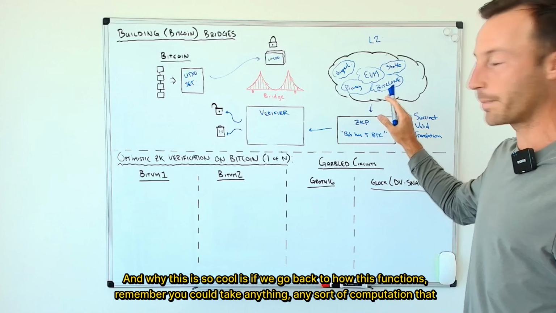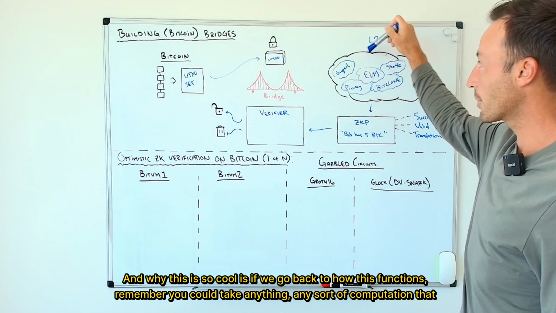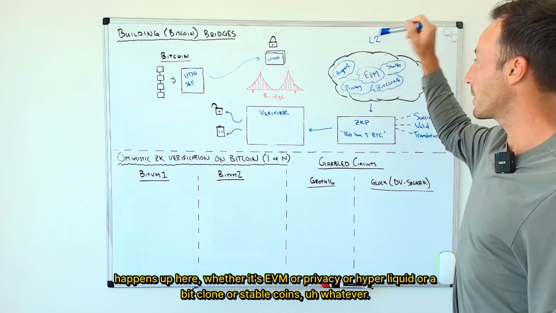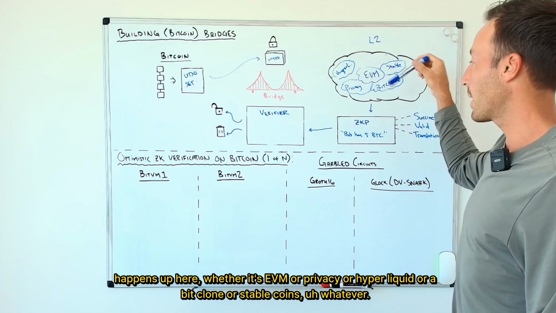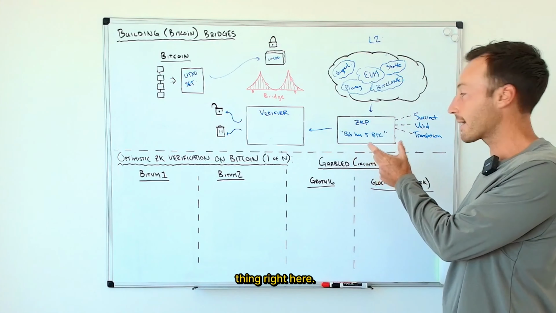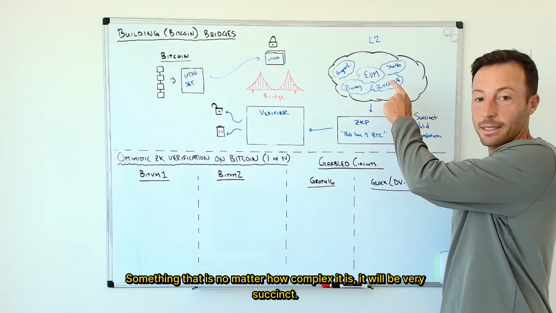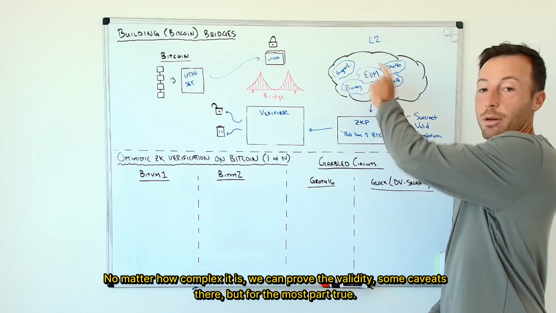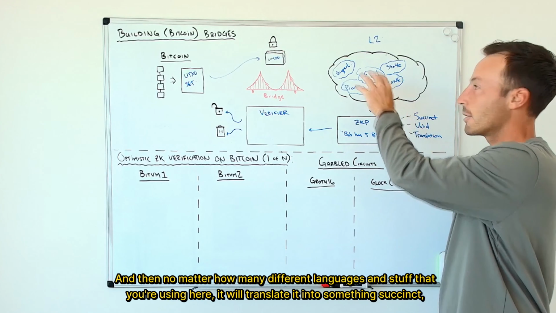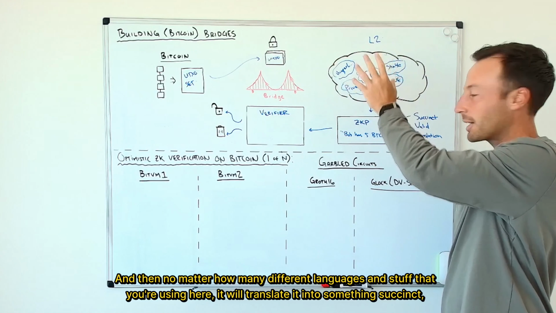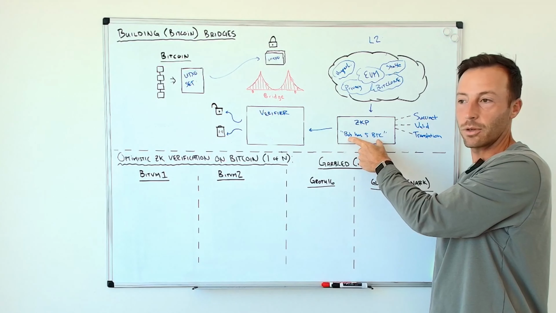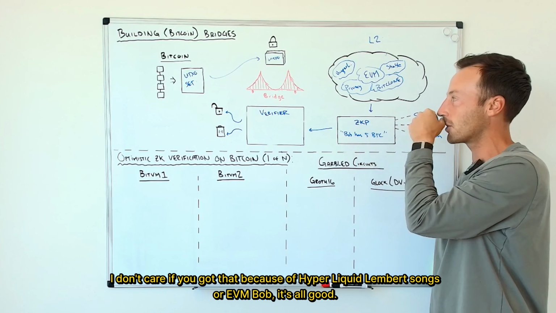And why this is so cool is if we go back to how this functions. Remember, you could take any sort of computation that happens up here, whether it's EVM or privacy or hyperliquid or Bitclone or stable coins, whatever, and you can put that into a prover and compress it, and it will spit out this same exact thing right here. No matter how complex it is, it will be very succinct. No matter how complex it is, we can prove the validity, some caveats there, but for the most part true. And then no matter how many different languages you're using here, it will translate it into something succinct, like just, okay, Bob has 5 BTC. Cool. I don't care if you got that because of hyperliquid leverage longs or EVM, Bob.